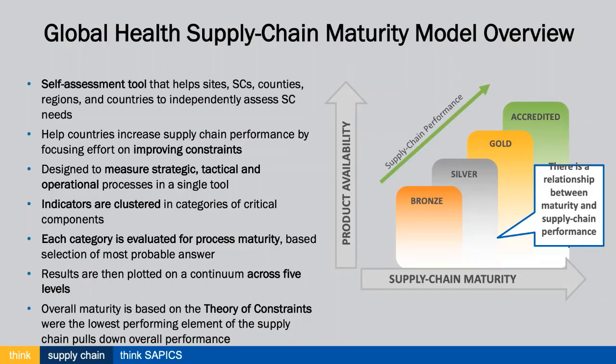When we look at the maturity model, if you look on the graph on this side, we've got 4 of these levels where we have our bronze level, which will be our base. And then we move over to our silver, our gold, and our accredited. And as the supply chain performance improves, the level that the supply chain is placed on also goes up. So we know that there's a relationship between maturity and the supply chain performance.